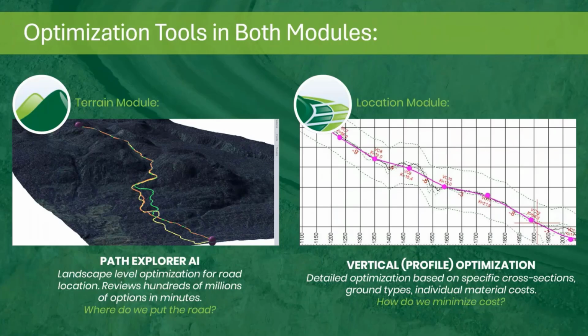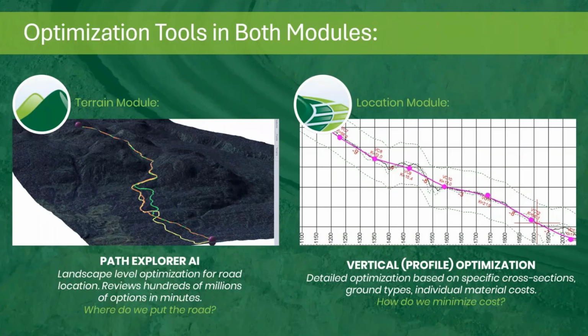It reviews hundreds of millions of options in a couple minutes, and so we apologize. There's going to be maybe a minute and a half of solve time that we're going to have to live with in this webinar today. And then the second optimization tool, as I mentioned, really it is that detailed profile optimization based on specific cross sections, ground types, and gets you individual material costs, considers all of that in a very, very large and complicated problem, and is able to help you fine tune that profile to really minimize cost.